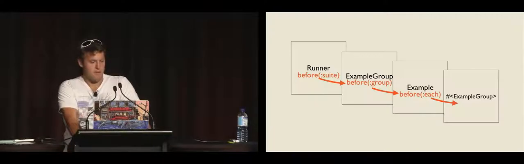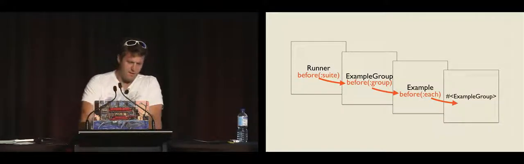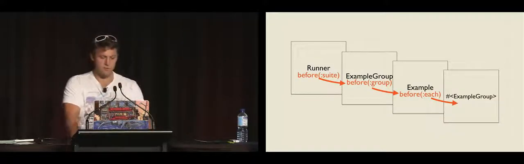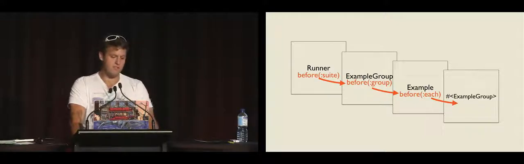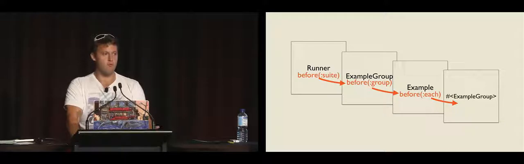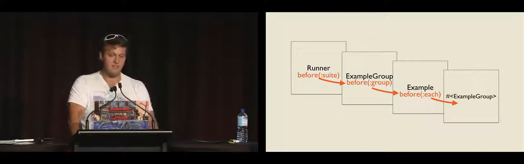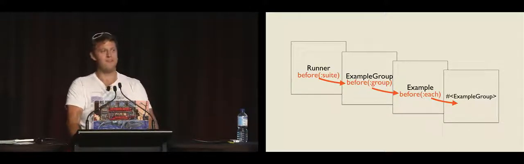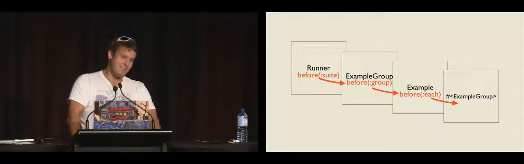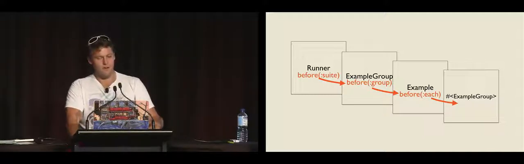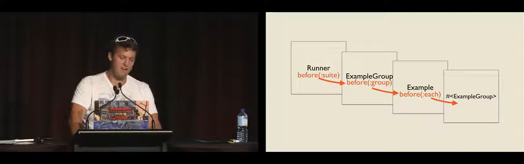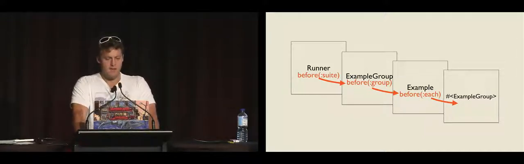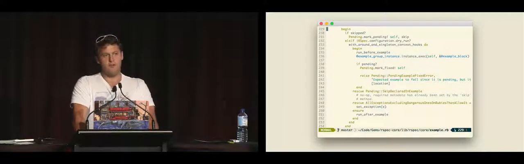So going down the rabbit hole, the runner runs our before suite hooks. It sets up our example groups. It then runs the example groups. Example groups run your before group or before context hooks. Then it sets up examples to run your before each example hooks, which then takes an instance of the example group, finally runs your code block, and processes the result. This is just a small fraction of what it takes to run your example block.